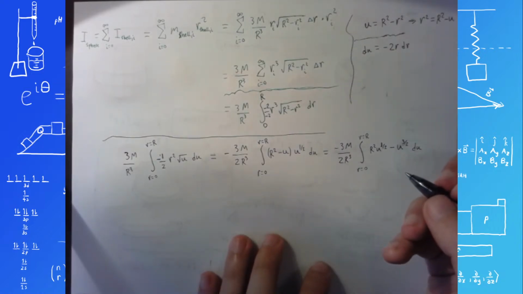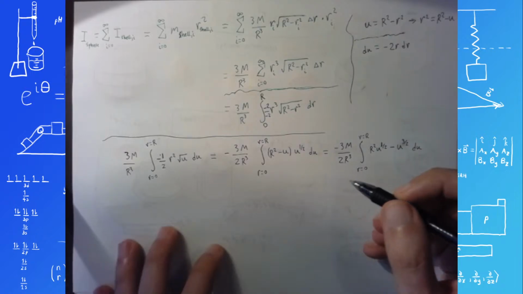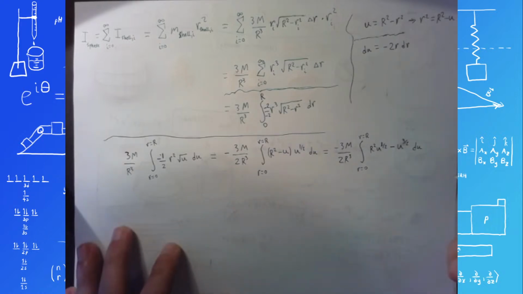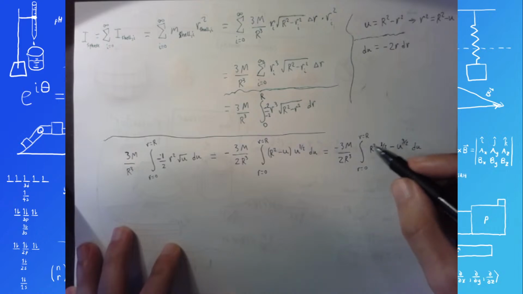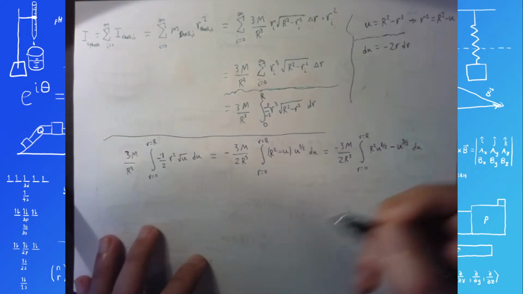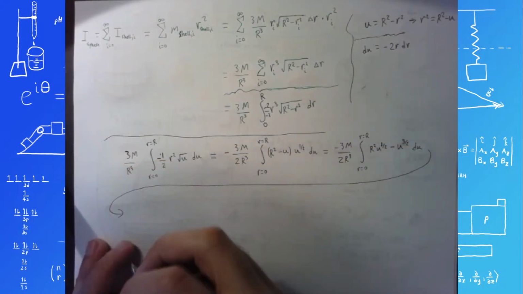I'm probably just going to do what I did last time, and after integration rewrite everything that's in terms of u, rewrite it back in terms of r. So let's see, integral of big R squared u to the 1/2, big R squared is a constant, u to the 1/2 becomes u to the 3/2 divided by 3/2. So I guess we'll continue this here.